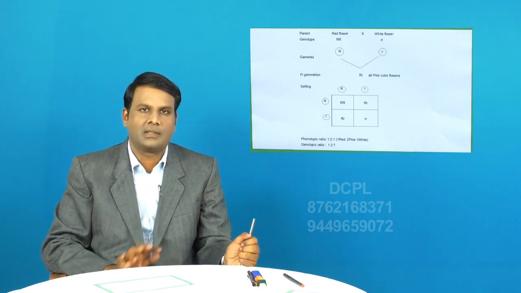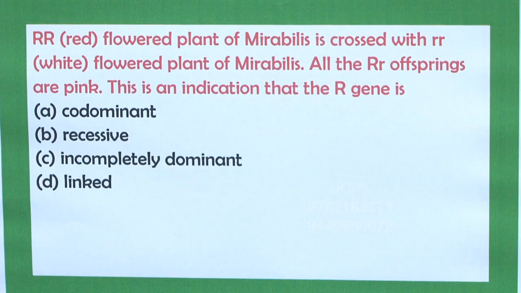Now, based on this, let us see one question. The question goes like this: a red-flowered plant of Mirabilis is crossed with a white-flowered plant of Mirabilis. All the Rr offspring are pink, that is in heterozygous condition. This is an indication that the R gene is: option A, codominant; option B, recessive; option C, incompletely dominant; option D, linked.